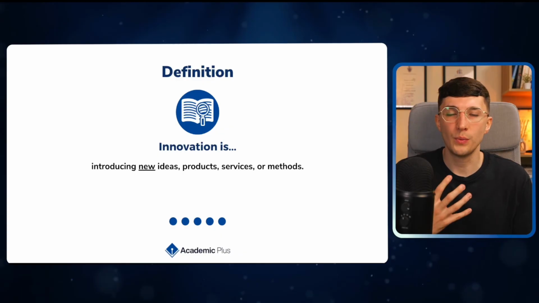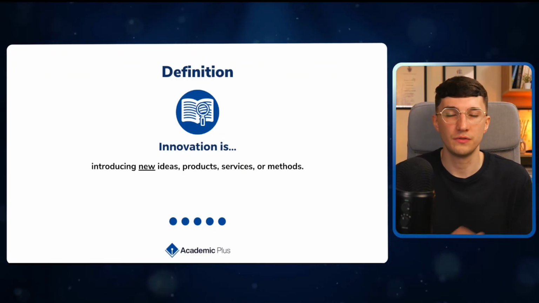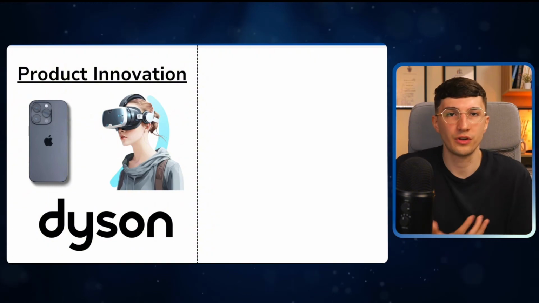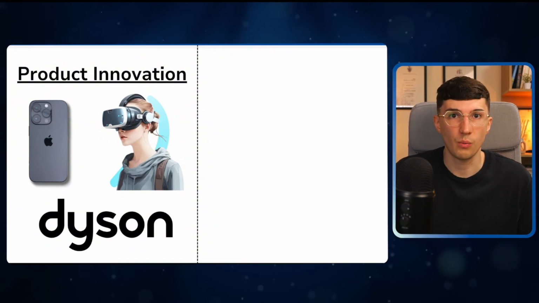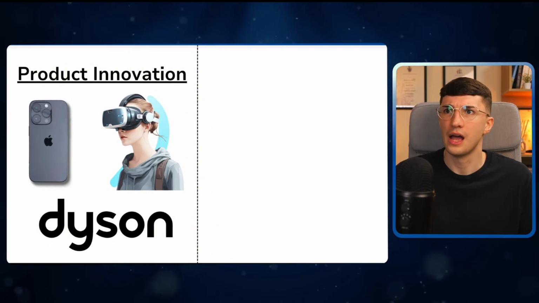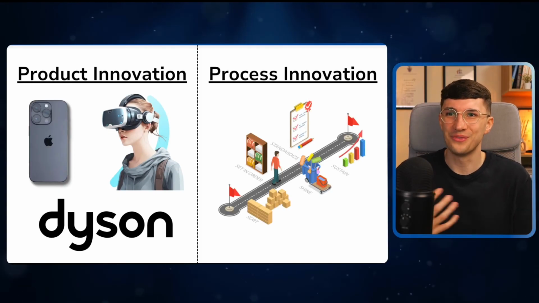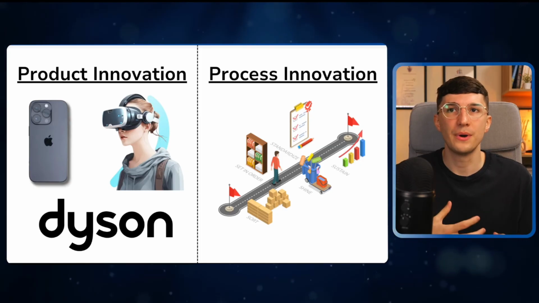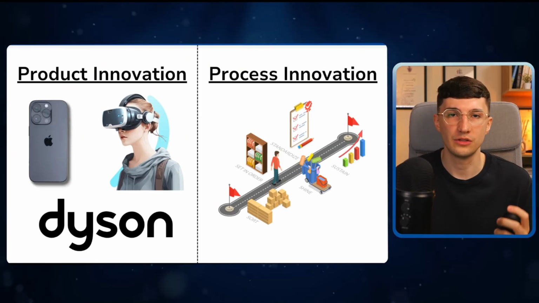Now, the reason why we see so much change is because of innovation. And we have two types. We have product innovation, so the products that we use. Remember, there was once a time where people didn't have mobile phones. How on earth did they used to survive? But we also have process innovation, so the process of actually building products and services and a company's operations.